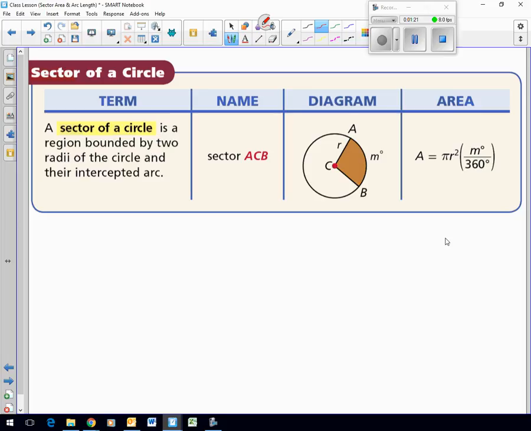When we're talking about the area of a sector, let's think about this, guys. How many of you have ever had a pizza? Good. How do you eat a pizza? Does it come in slices? Okay, so when you take the area of a circle, think about this. When you take the area of a circle, you're going to take the area of an entire pizza, right?